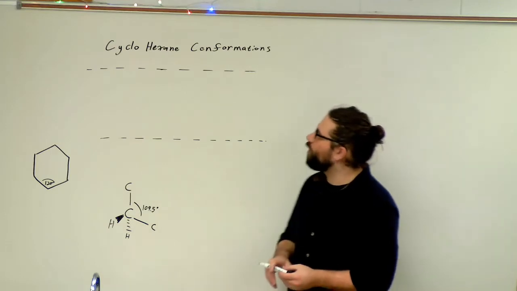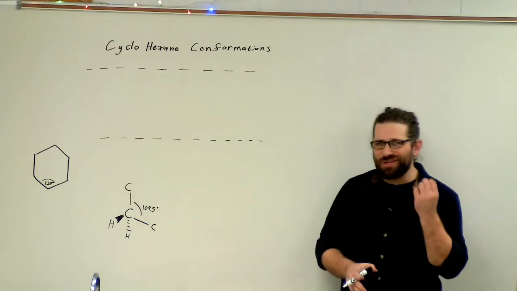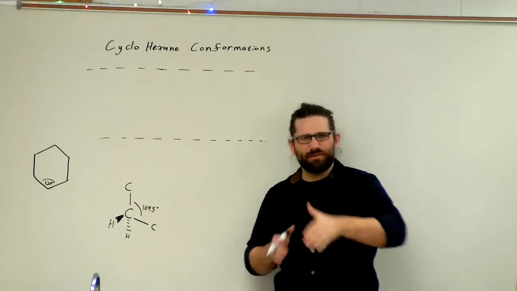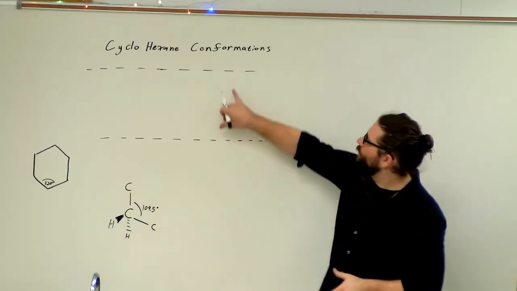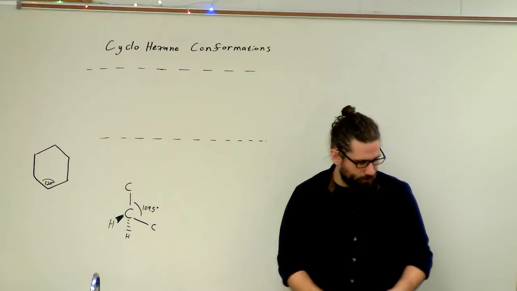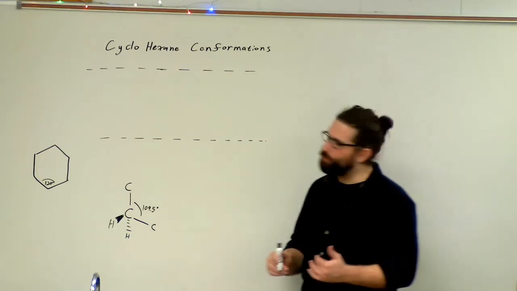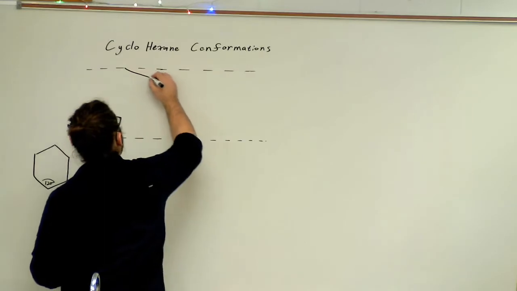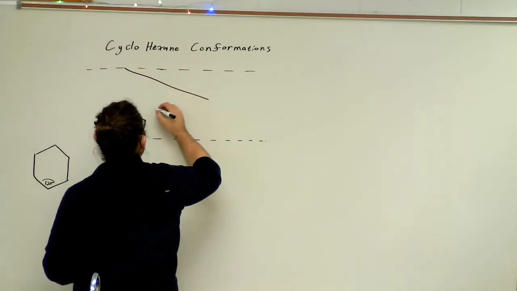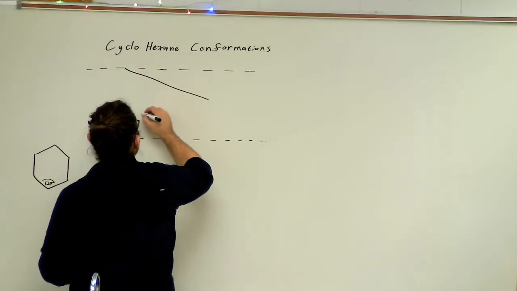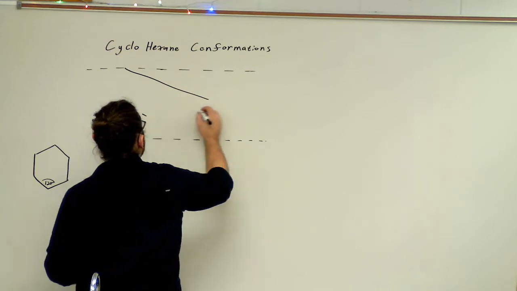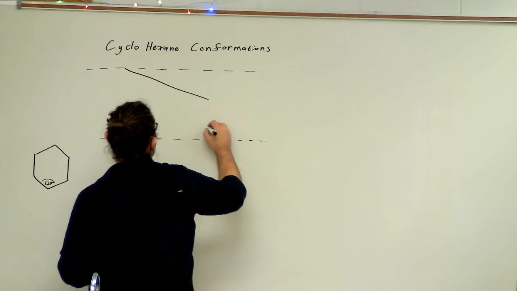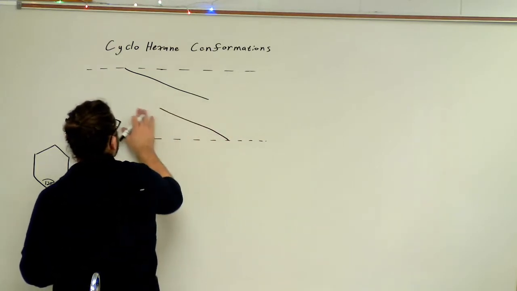In order to draw the cyclohexane chair conformation, it's named this because it's got that lounge chair kind of look. We're going to start with two dotted lines here. And what I'm going to do right off the bat is I'm going to draw two parallel lines at about similar lengths. Draw about there. That's kind of similar.